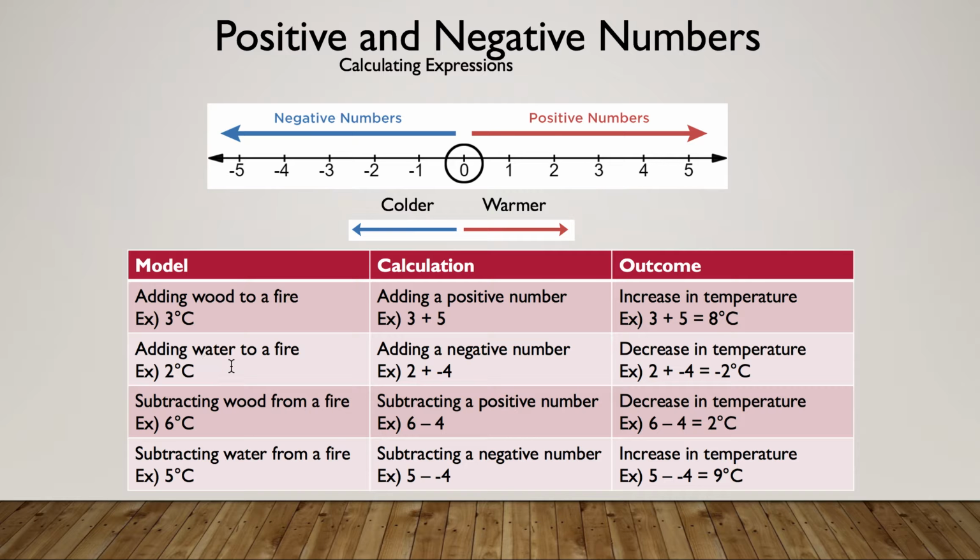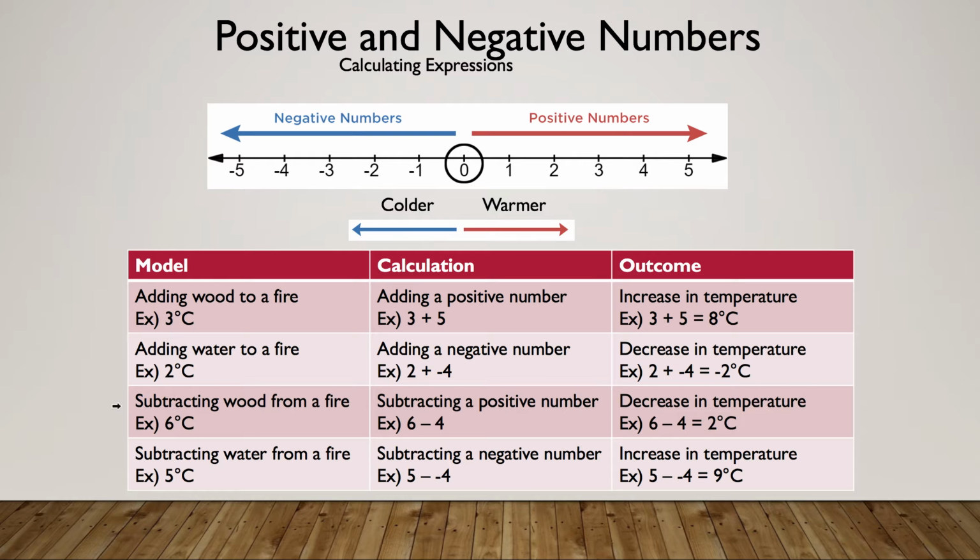Now, if we take a look at the second case, adding water to a fire. If we start at 2 degrees Celsius, we're adding a negative number because you're trying to extinguish the fire. So since you're doing that, you're decreasing the temperature. 2 plus negative 4 is negative 2 degrees Celsius.